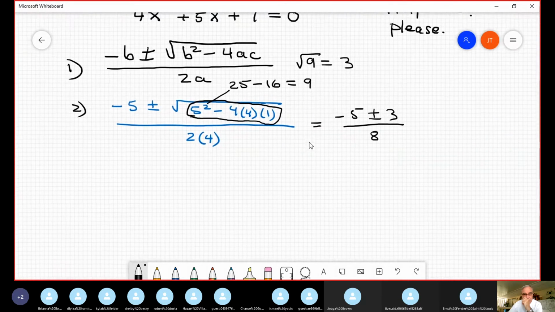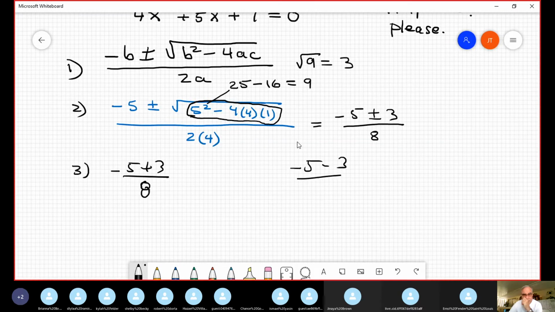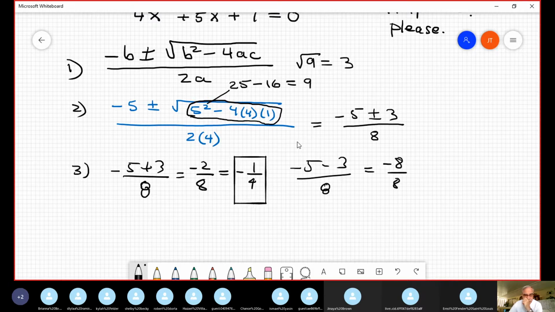Now I separate it into two pieces: minus 5 plus 3 over 8, and minus 5 minus 3 over 8. This is negative 2 over 8, negative 1 over 4 in lowest terms. And this is negative 8 over 8, which is negative 1. Wow, amazing. We solved it too fast. Okay, this is the idea.